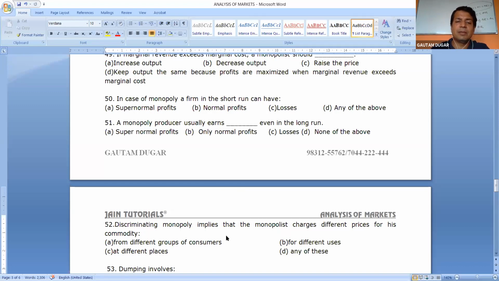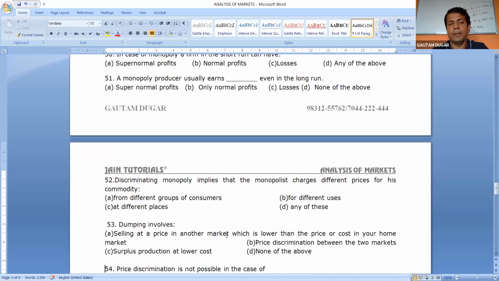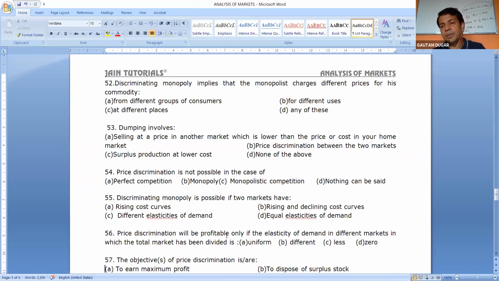Before going to 52, what is price discrimination, or what is discriminating monopoly? Price discrimination or discriminating monopoly means selling the same product to different consumers at different prices. Price discrimination can be practiced in different ways. One is selling the same product to different consumers at different prices.